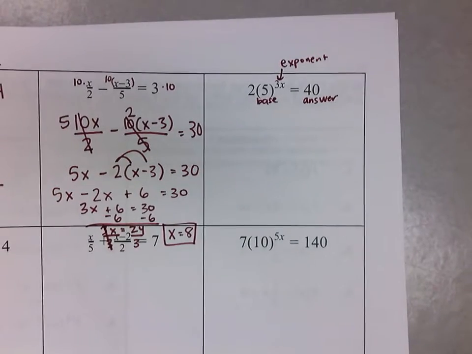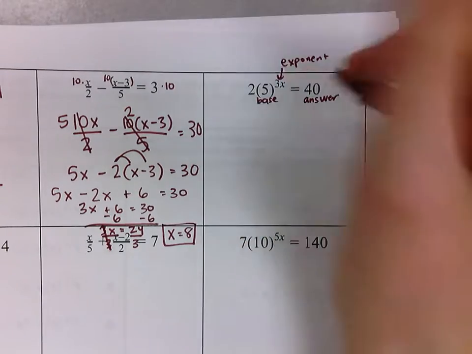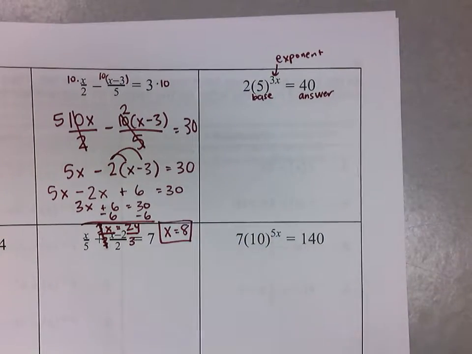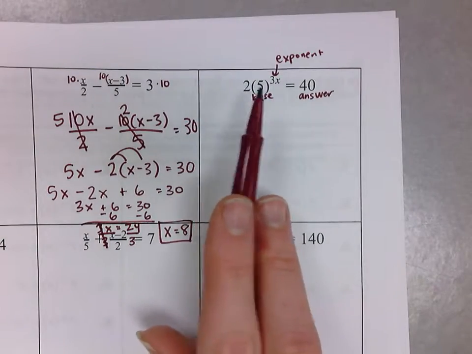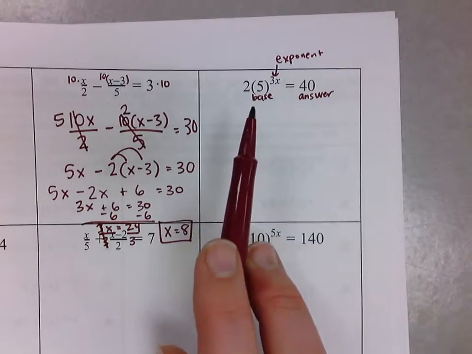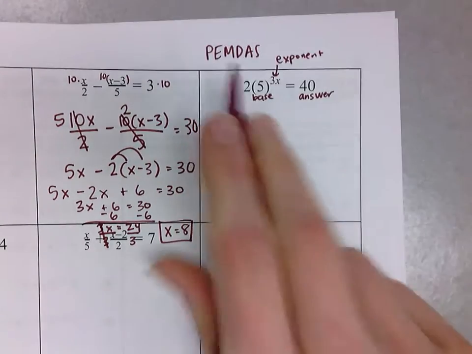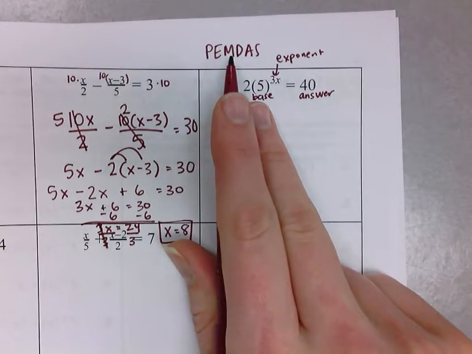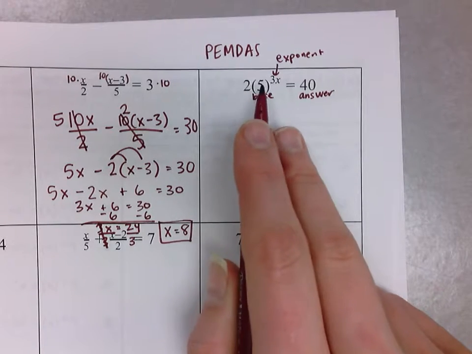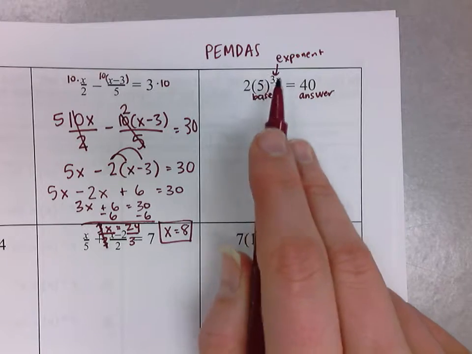So you can see here that the 2 is extra. I only need a base, exponent, and answer. So that 2 is being multiplied. A lot of students will try to distribute it and go ahead and do 2 times 5. That is incorrect. If we think about PEMDAS, I know that exponents, the E, come before multiplication, right? So if you try to do 2 times 5, you're trying to multiply before doing the 3x power, right?